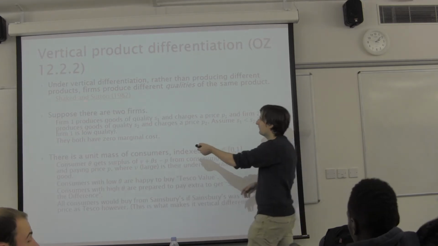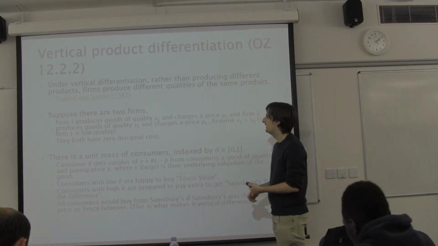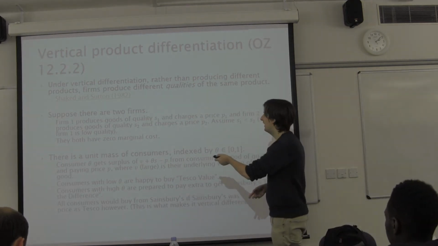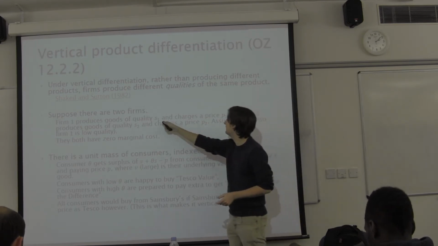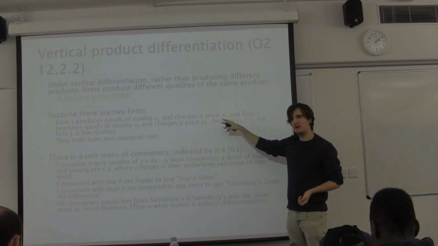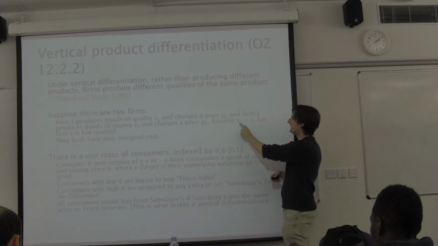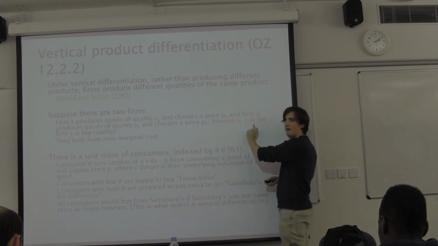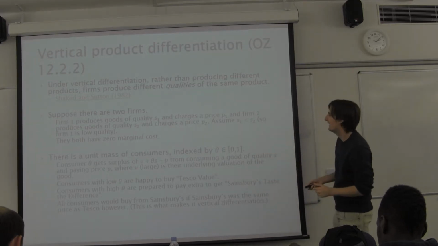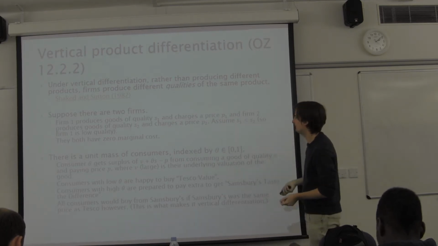So the model we're going to be looking at is this model by Shaked and Sutton, 1982. We're going to have 2 firms, and they're going to produce goods of different qualities. Firm 1 is going to produce a good of quality S1, and charge a price P1. Firm 2 is producing a good of quality S2 and charging a price P2. We're going to have S1 less than S2. So firm 1 is the low quality firm, firm 2 is the high quality firm. This is Tesco, this is Waitrose, if you like. And they're both going to have 0 marginal cost to produce the good, to make our life easier.